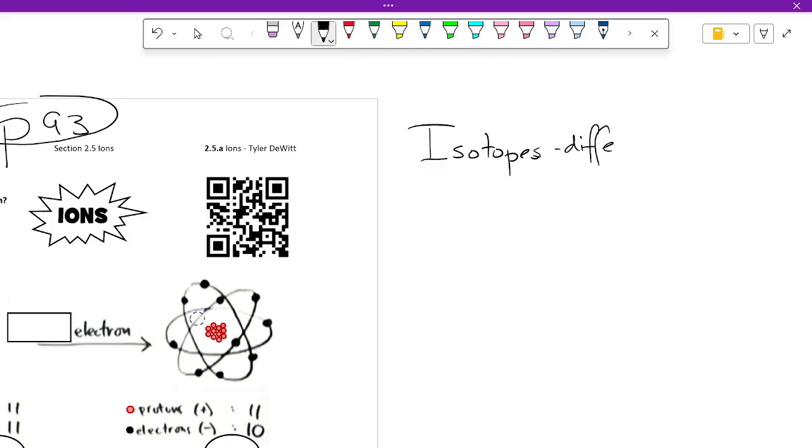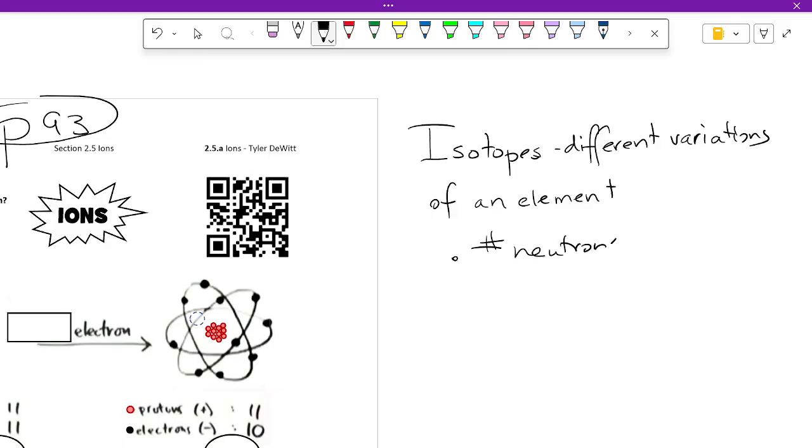Different variations of an element. What is different about them? The number of neutrons is different. And because the number of neutrons is different, what else is different? The mass is different.